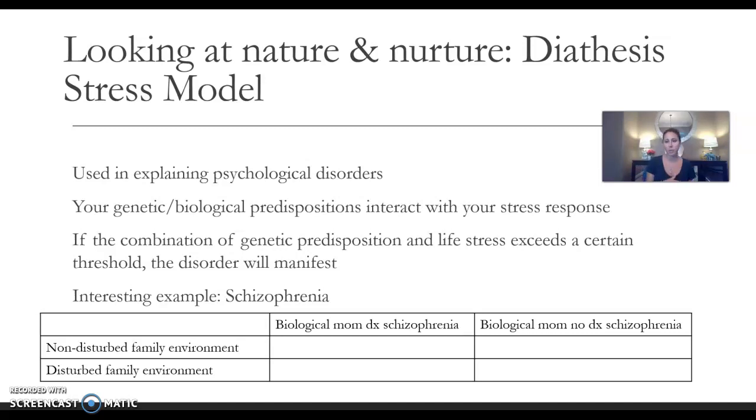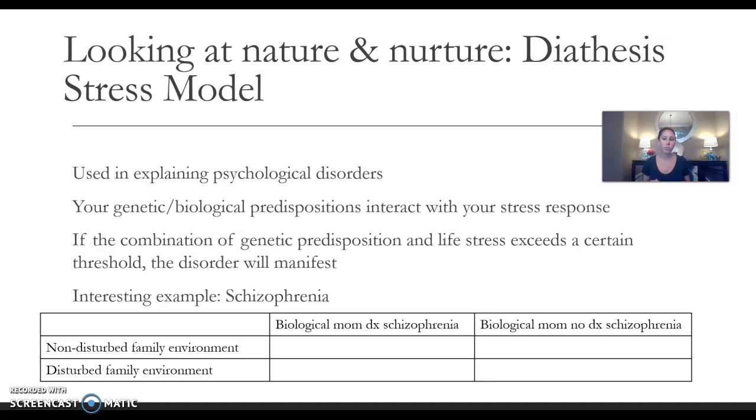We just talked about the reaction range, and now we're going to talk about another important theory that's very important in the study of psychology, especially if you go into abnormal psychology and psychopathology, which is called the diathesis stress model. If you take abnormal psychology with me, I will absolutely hammer this into your brain. This is a very important model in psychology to understand.